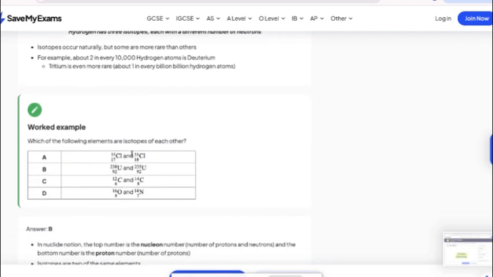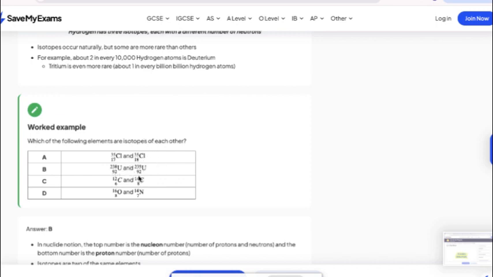For example, chlorine. This is a question for us to look at. Which of the following elements are isotopes of each other? Remember, for elements to be isotopes, they must have the same number of protons. So A is wrong because the number of protons is 17 for this one and 18 for the other one. They must have the same number of protons, but different mass number or nucleon number. So this one is wrong.